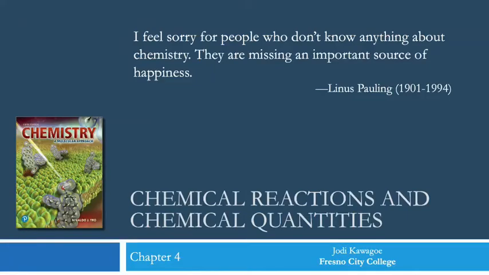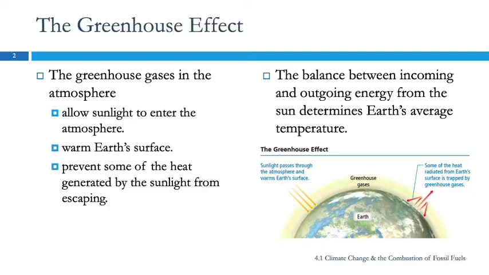Chapter 4, chemical reactions and chemical quantities. And this is a quote from Linus Pauling, a very famous American chemist. "I feel sorry for people who don't know anything about chemistry. They are missing out on an important source of happiness." I think most of my students would not agree with him, but that's what he said. Okay, so this first section is about climate change.